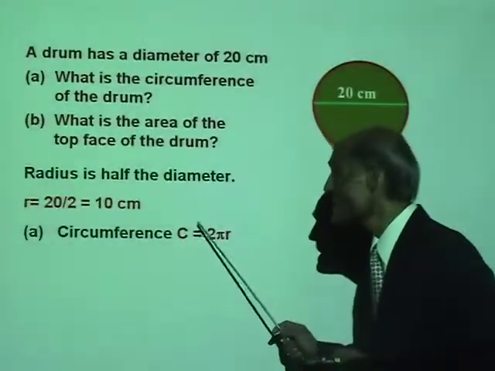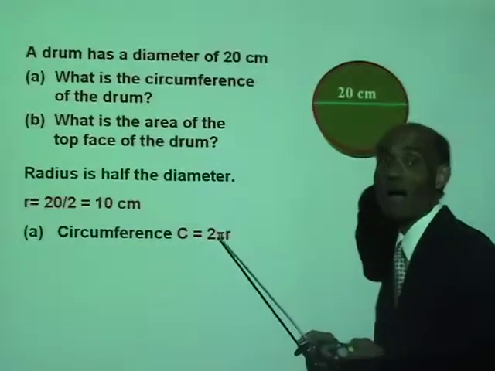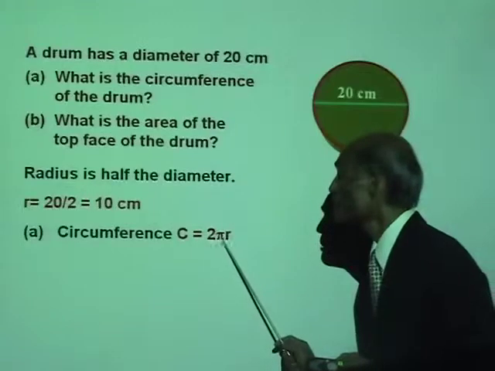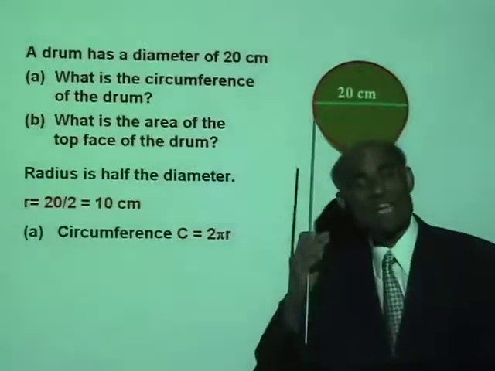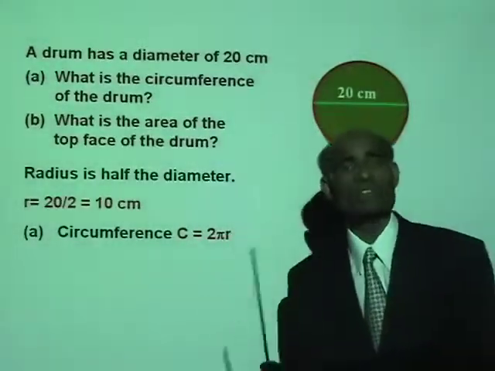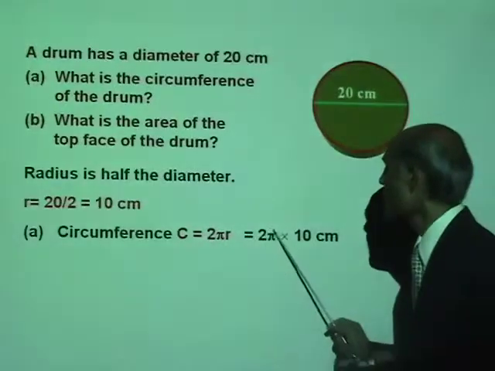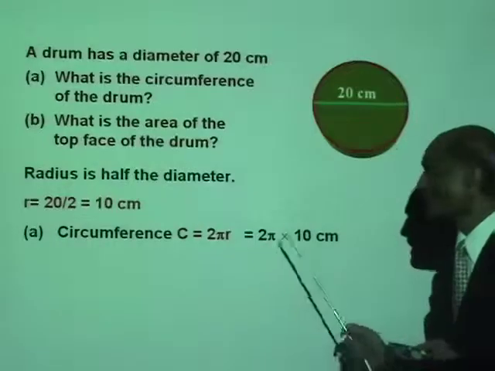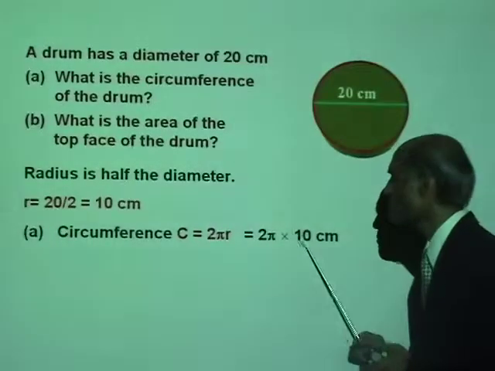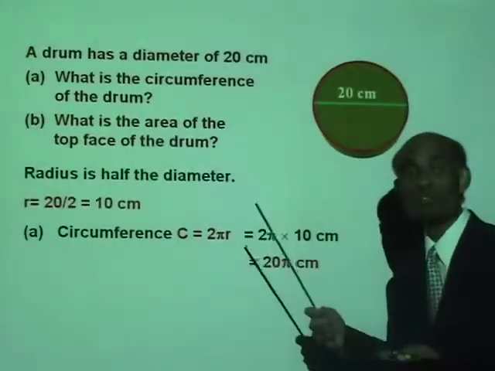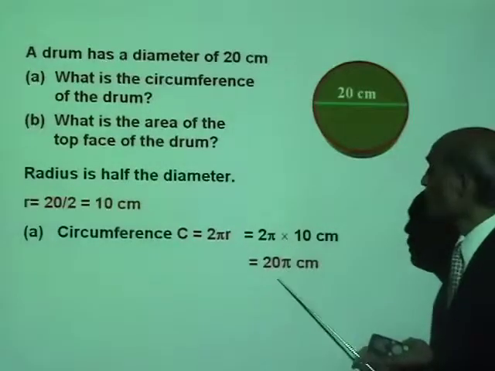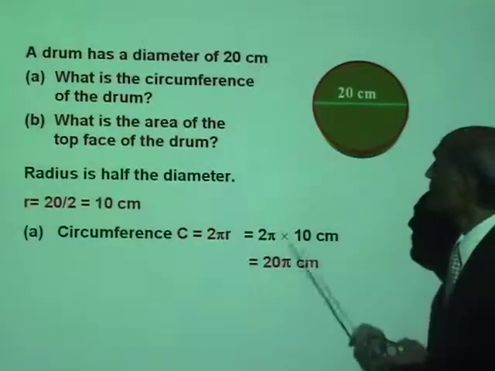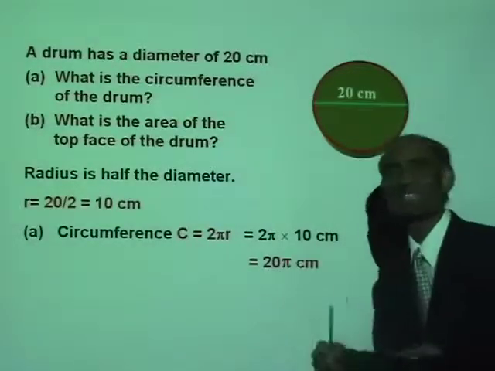Circumference is C equal to 2 pi r. Now, since you don't know the value of pi, leave pi as it is. That will be 2 pi multiplied by 10 centimeter. And what is 2 pi multiplied by 10? It will be 20 pi. So, the circumference, the length around the circle, is 20 pi centimeter.